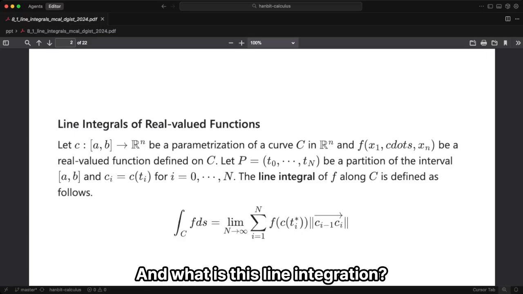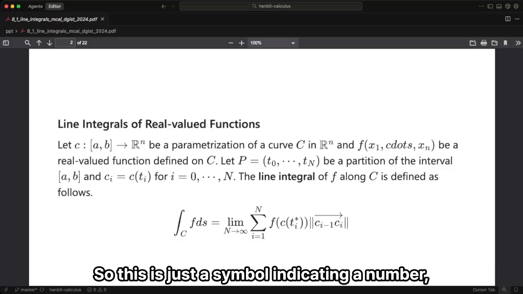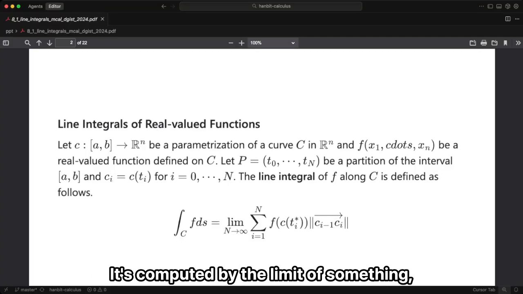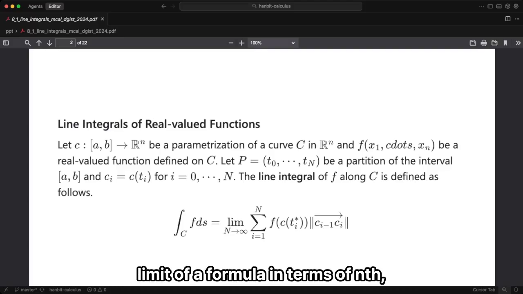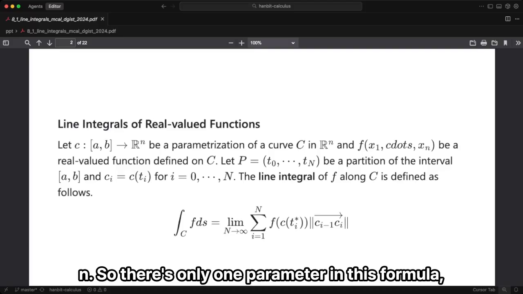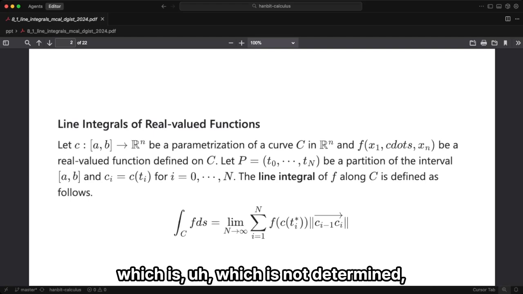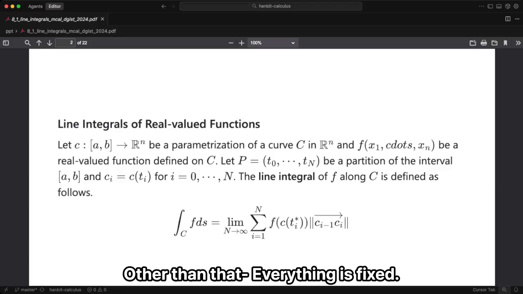And what is this line integration? This is just a symbol indicating a number. And how is the number computed? It's computed by the limit of a formula in terms of n. There's only one parameter in this formula, the big sum, which is not determined, which is n. The number of subdivisions can be changed. Other than that, everything is fixed.